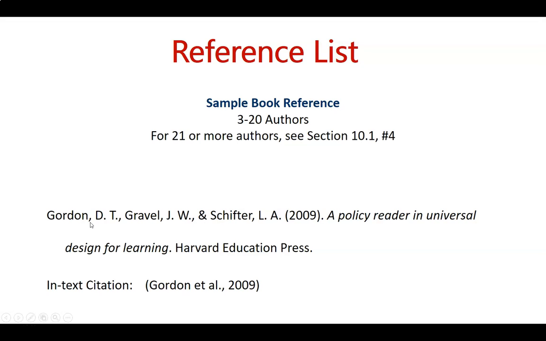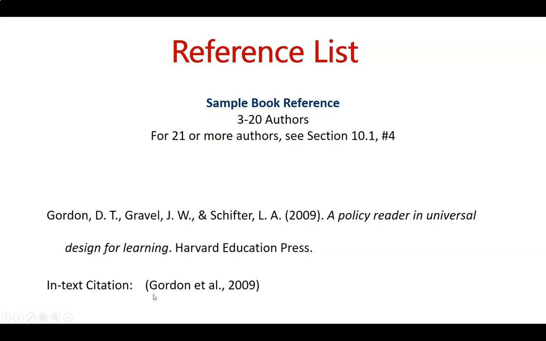So last, comma, first, middle, comma, last, comma, first, middle, comma, ampersand, there's our last one, last, comma, first, middle. Date in parentheses, period. Again, the book title is in italics, period. And then we have the publisher in regular font, period. This is really nice. It makes life so easy for you.